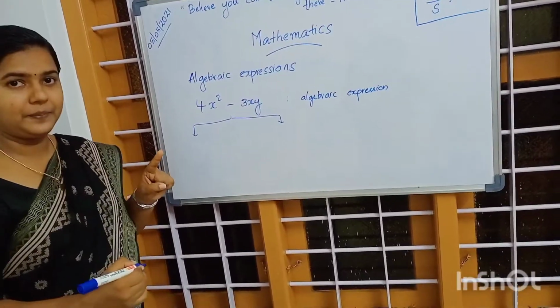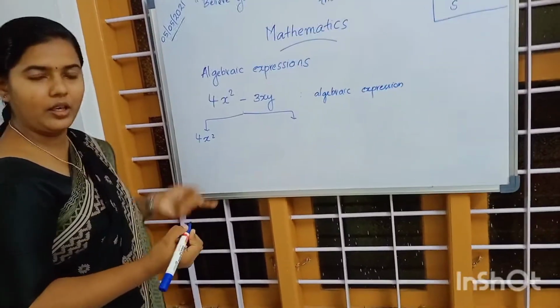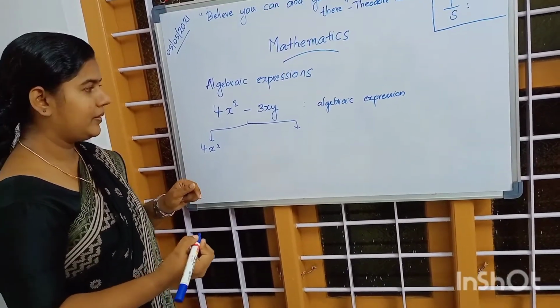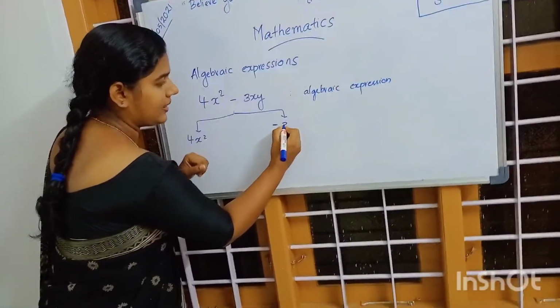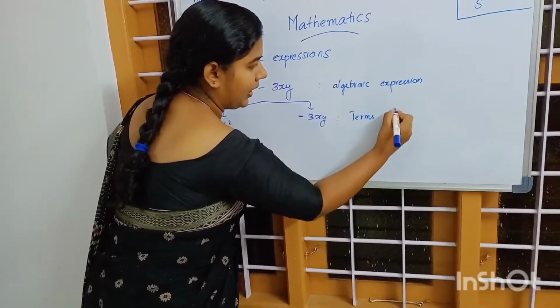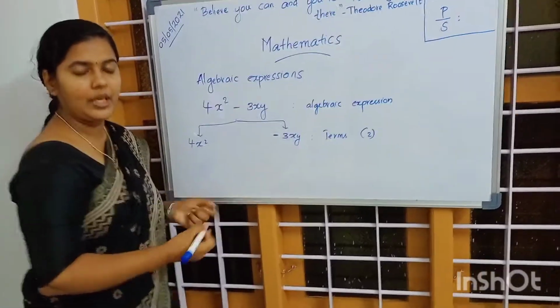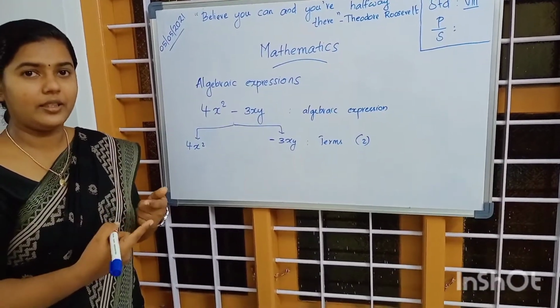What is the first term? Yes, it's 4x square. What about the second term? It's negative 3xy. You should also take this negative. So these are the terms and there are two terms. And then what is the next term that you have learned?